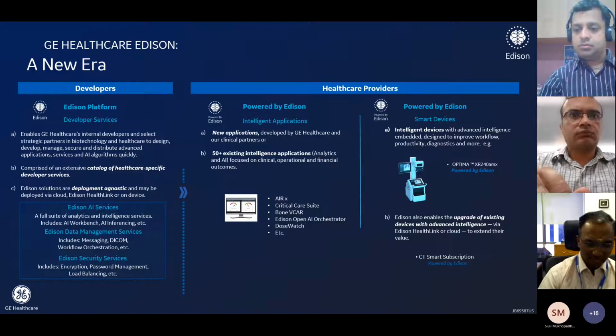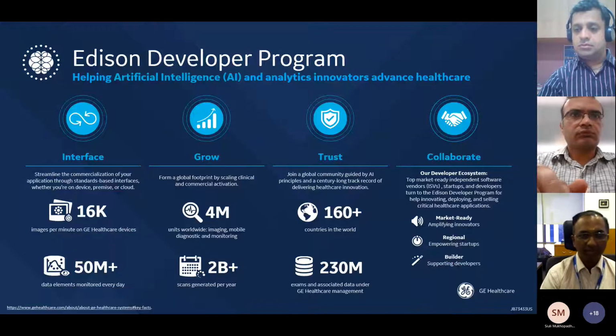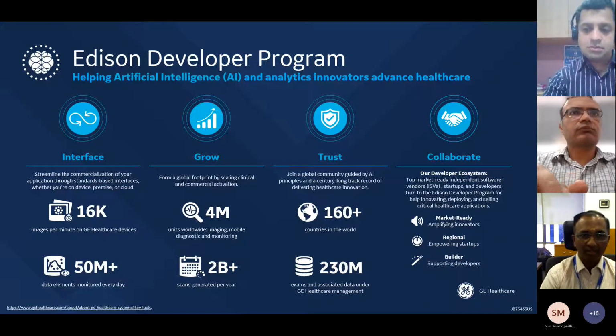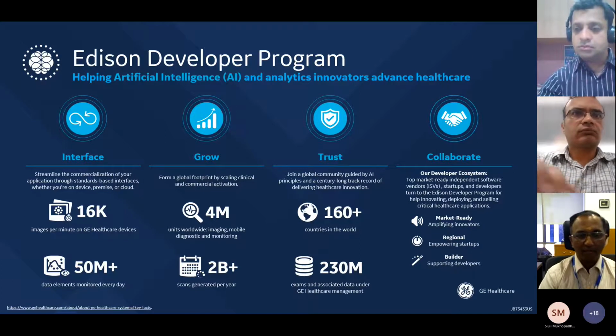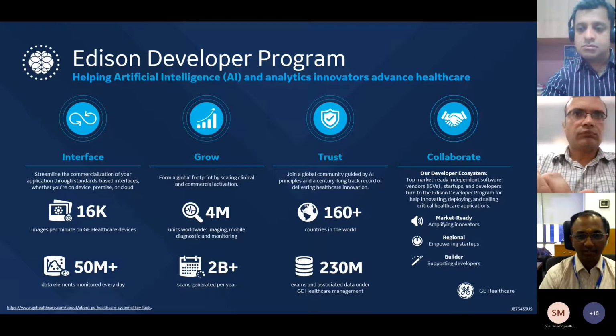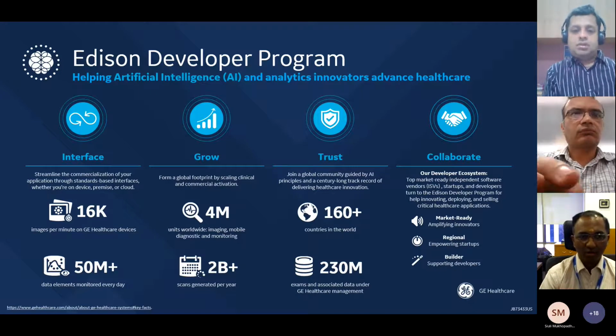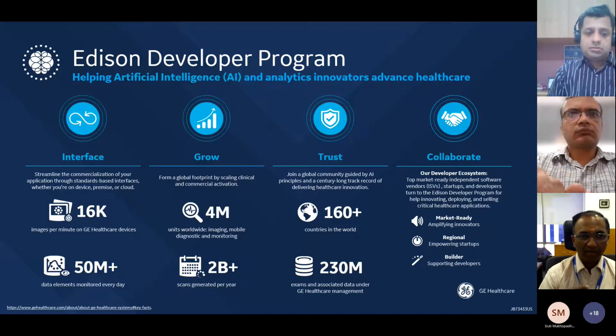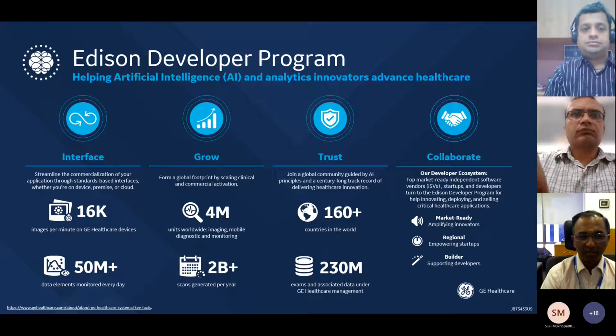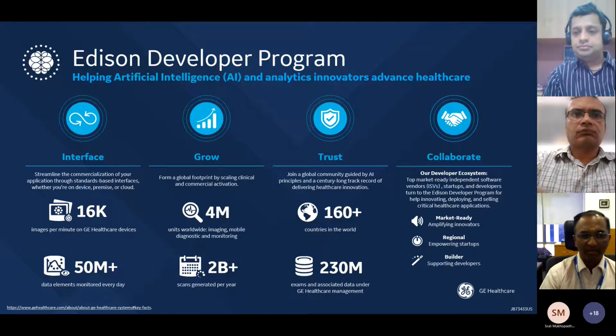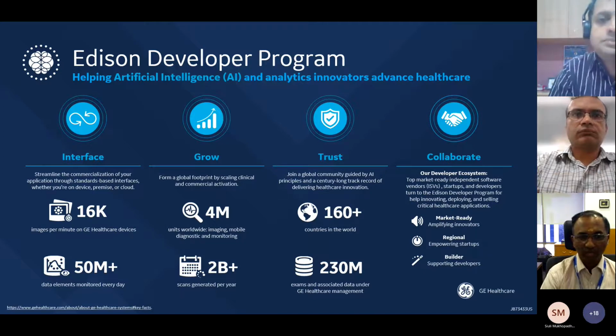So this is, at a high level, some of the work we have been doing in the space of digital health. Now coming to why GE Healthcare is well positioned: when you talk about digital health, obviously data plays a very important role. From our perspective, we have more than 4 million units worldwide today across imaging, mobile diagnostics, and monitoring. We are perhaps one of the few companies in the world which has so many systems installed globally, and we are present in 160 countries in the world.